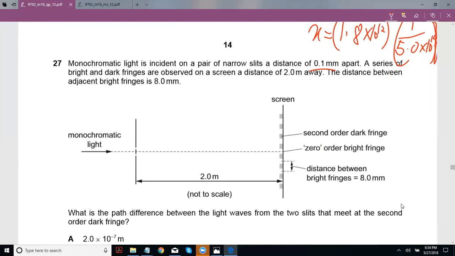Hello? Where did Ashad go? Okay, and slit separation was denoted by which variable? Did we have a variable for it? A. A, okay.